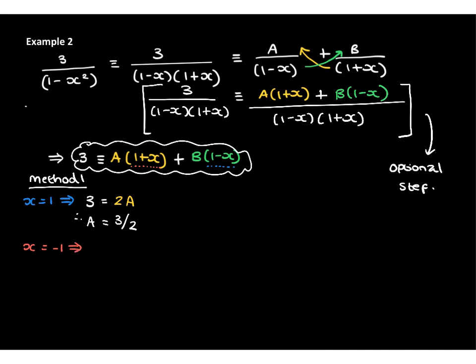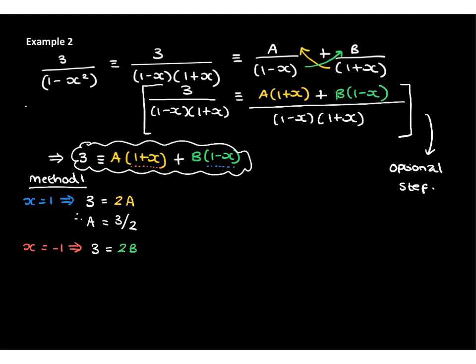Now, if I substitute in negative 1, the left-hand side, remember, will remain as 3. The right-hand side, well, the bracket next to a is going to vanish, but the other bracket is going to become 2b.